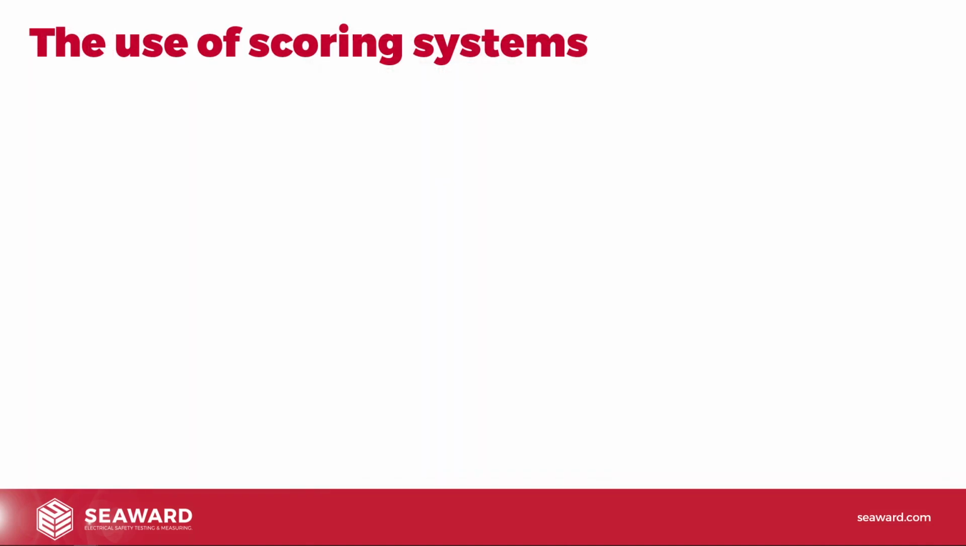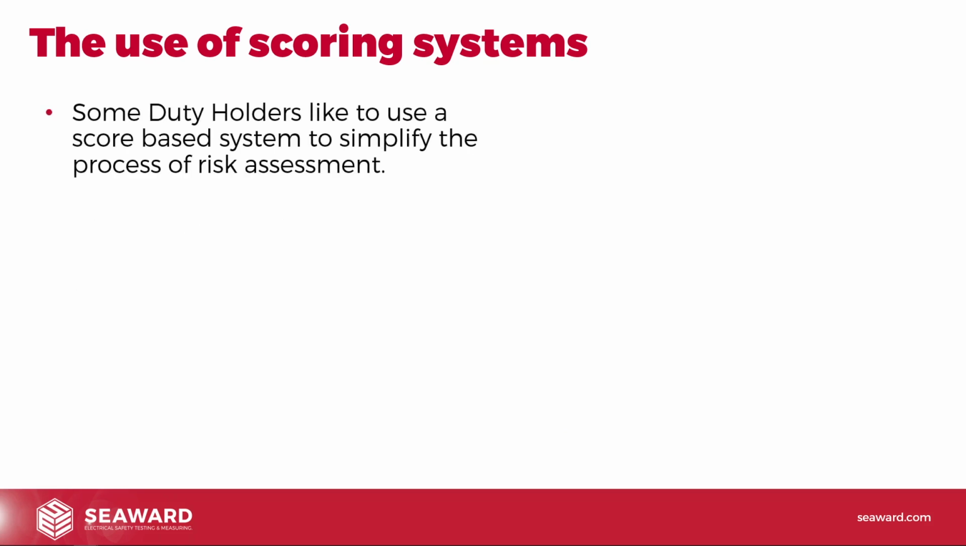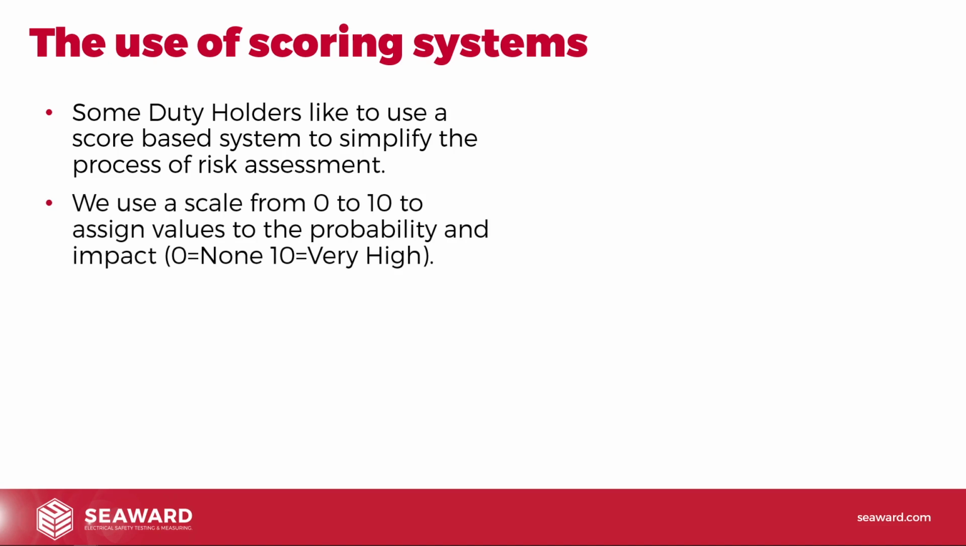Now, the next bit is interesting, and it's something that I'm quite interested in promoting. Some duty holders like to use a score-based system to simplify the process of risk assessment. And I think if you can get these things into numbers, it does take away some of the more qualitative judgments, shall we say, the gut feeling side of things. Whereas if it's numbers, it does make it a lot clearer. So what do we mean by a score-based system? Well, we use a scale. Now, your scale can be anything you want, but I'm suggesting why don't we go from 0 to 10.